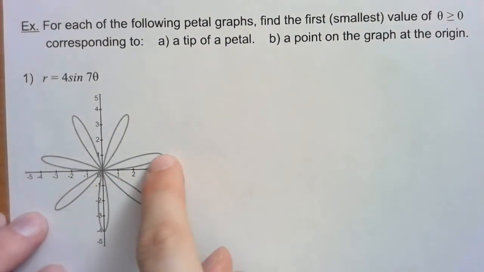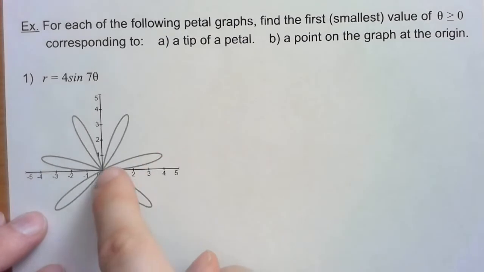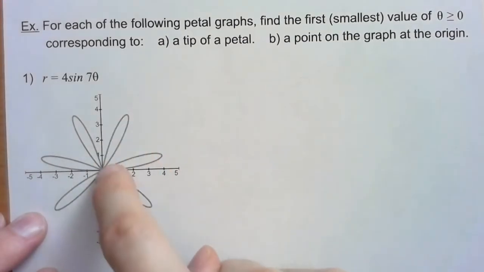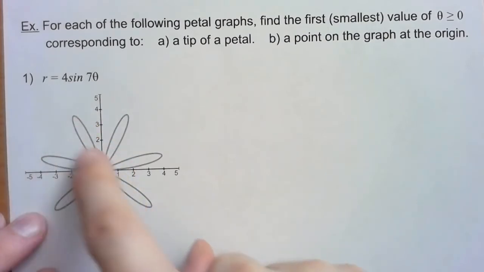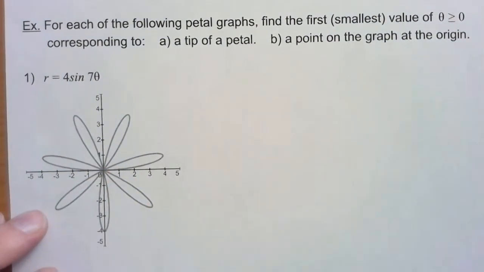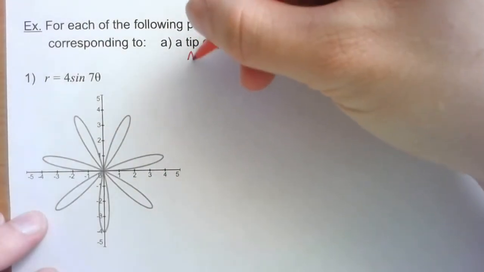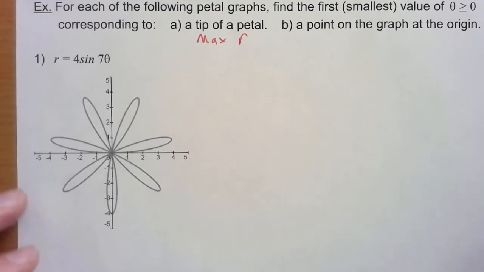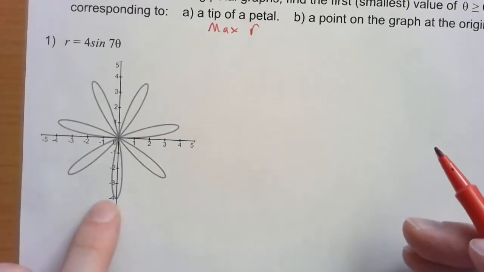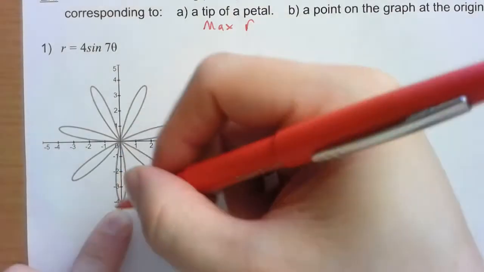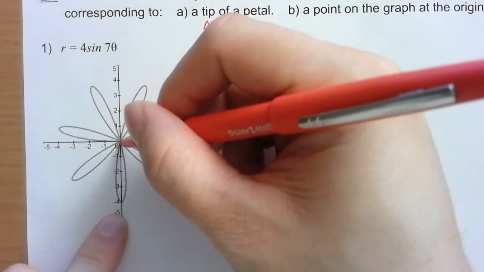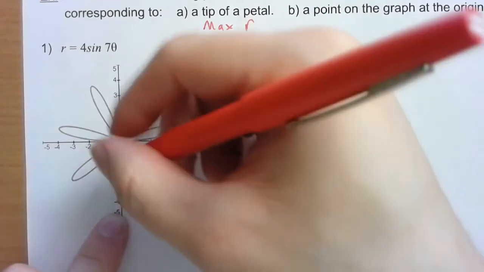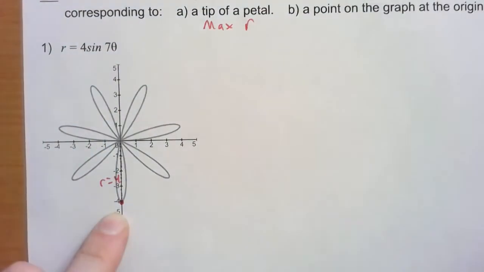Okay, so the tip of the petal is the furthest out that you've gone, right? If you're at a tip of the petal, that's your maximum R. That's your greatest distance from the origin. So tip of the petal is your maximum R. All right. Well, let's try to see what that is. Take a look at this petal down here. You can see this petal is at the -4 here, so that means we know that this maximum distance out to that point right there is 4.